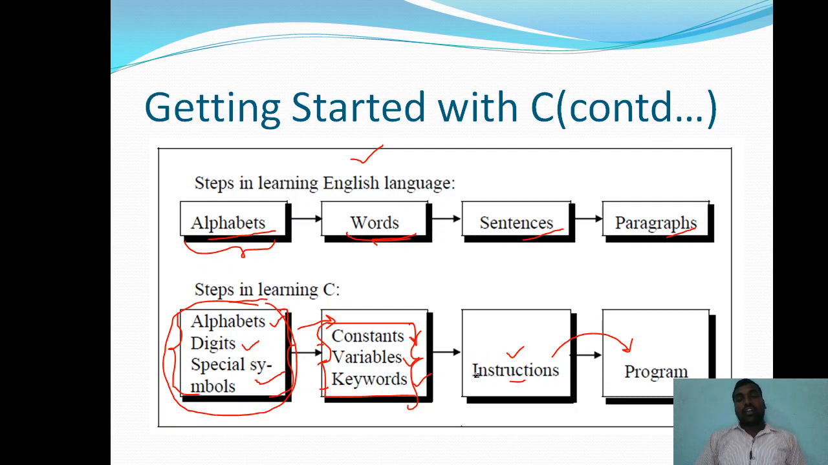After writing the instructions, you can combine several related instructions to form a program. Generally a program is nothing but a set of instructions to accomplish or perform a specific task. Now, what is meant by an instruction? An instruction is nothing but an individual piece of code, a single line of code.